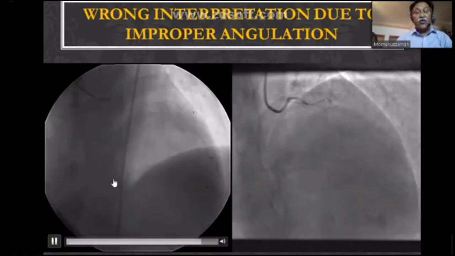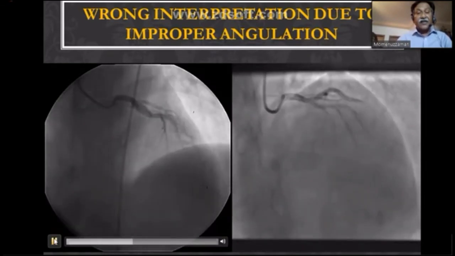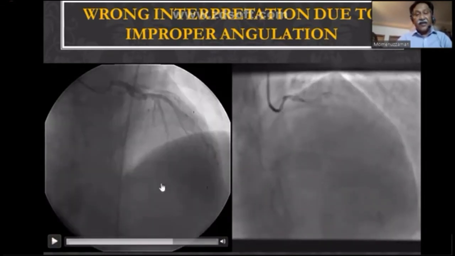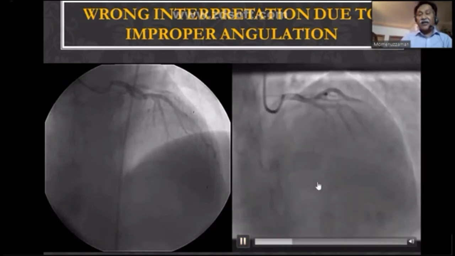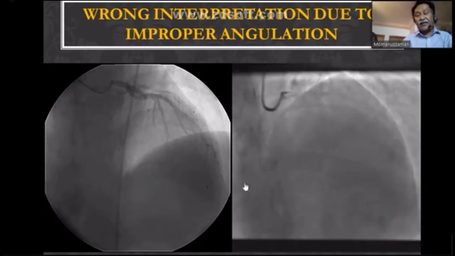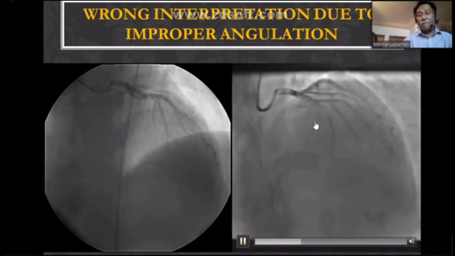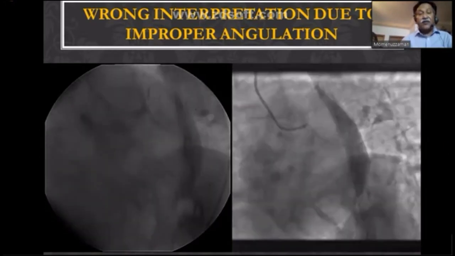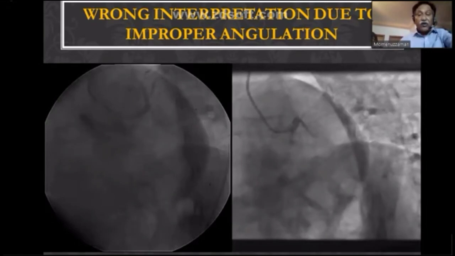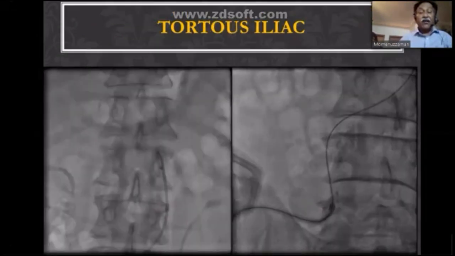This is another slide on the importance of the oblique view. This patient has taken a shallow AP. The LAD is not seen here. It looks like the LAD is blocked totally here. But if you take this view with a little cranial angulation on the right side, separating the diagonal and LAD, you see the LAD is clear here. It is well visualized. It is not 100% blocked. This is another view, circumflex, the caudal view.